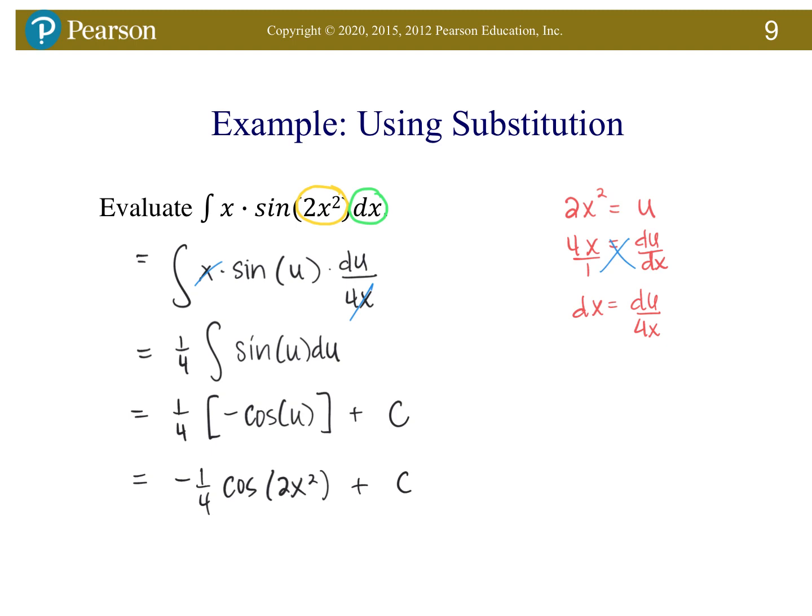Incidentally, how do you check your work at the end? Like what I ended up getting, negative 1/4 cos 2x squared, how would I check that that was actually the right thing? Take the derivative. If I do take the derivative, should I end up back with the thing I started with? Okay, if you ever want to check your work, you go backwards then. Take the derivative with the chain rule and check it again.